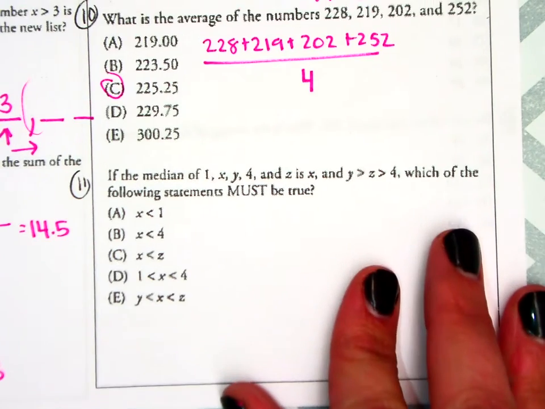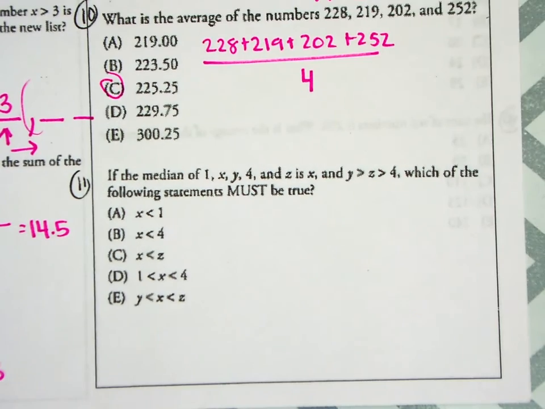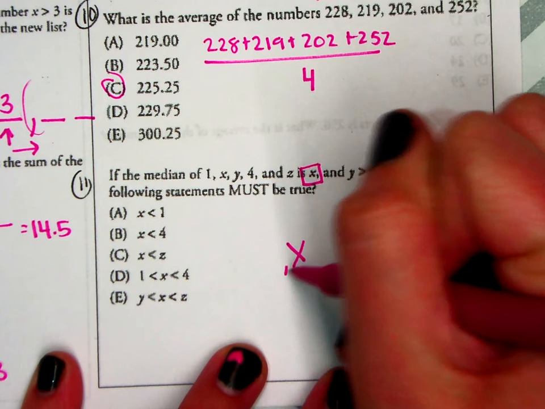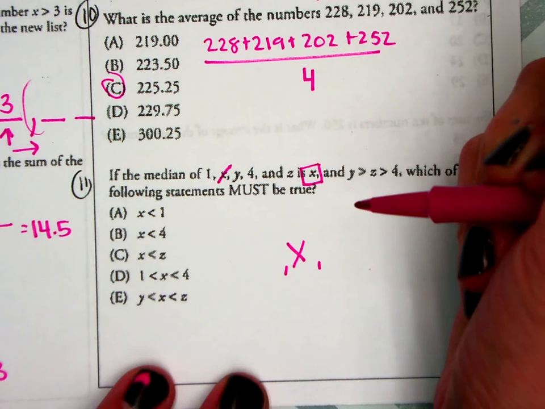Number 11, if the median of 1, x, y, 4, and z is x, and y is greater than z is greater than 4, which of the following statements must be true? In this problem, it says x is the middle. So x has to go in the middle. So I'm going to cross that off my list.